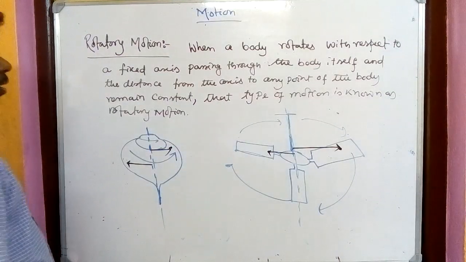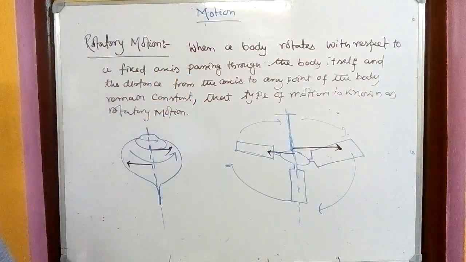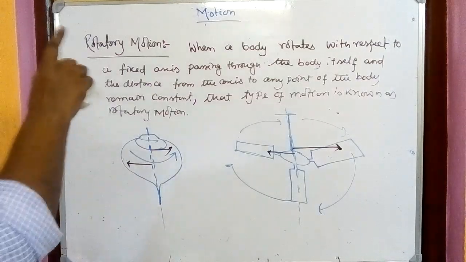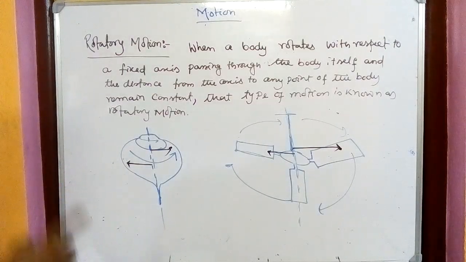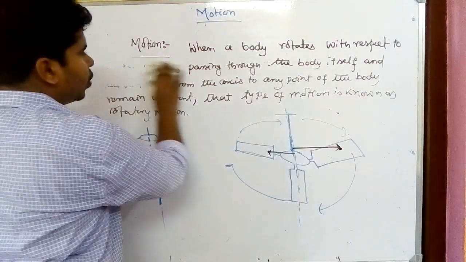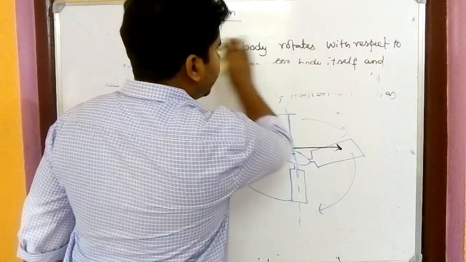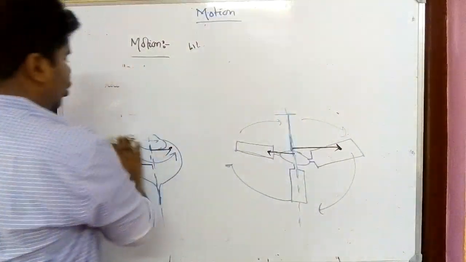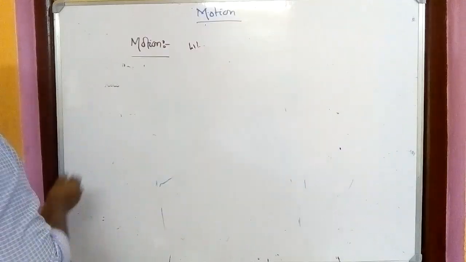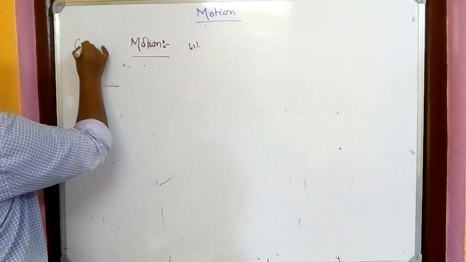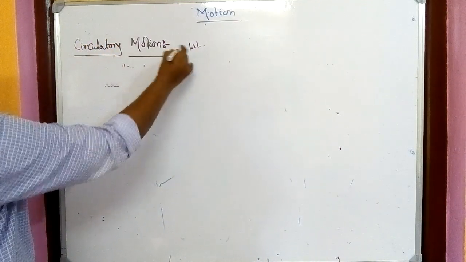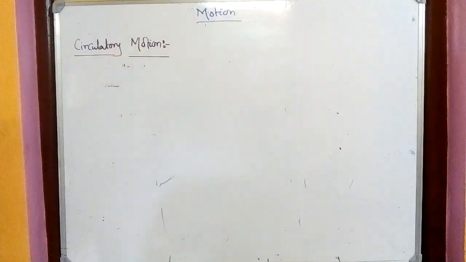Now we will learn the next type of motion. Translatory motion we have learned, rotatory motion we have learned. If you have not written the definition, pause the video here, write the definition, and then see the next type of motion we want to write here, that is circulatory motion.